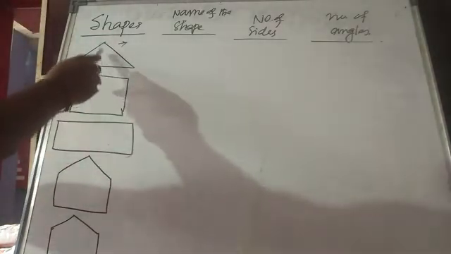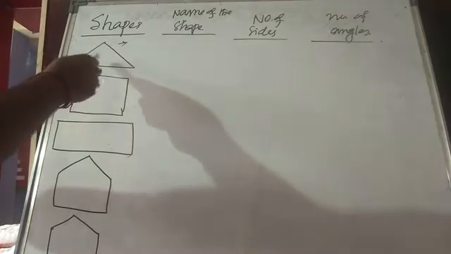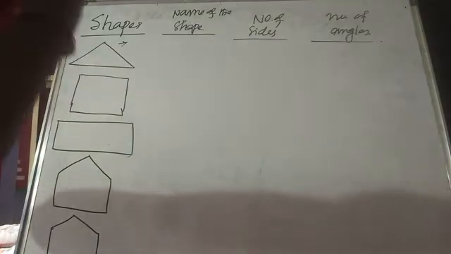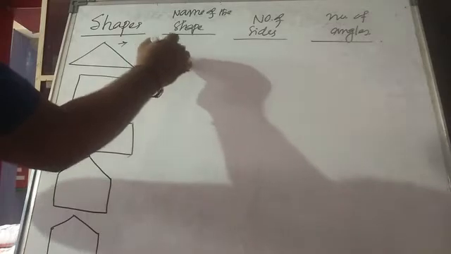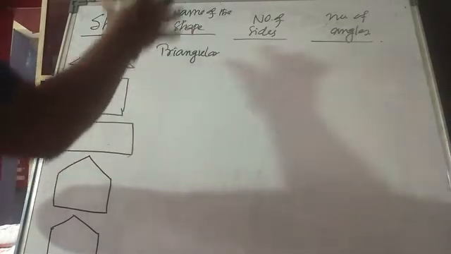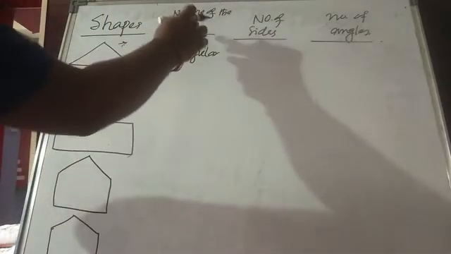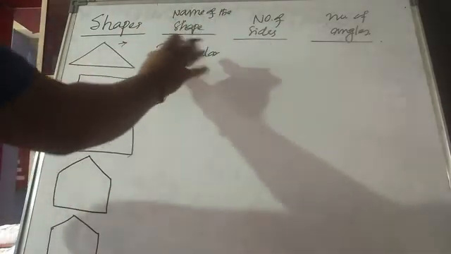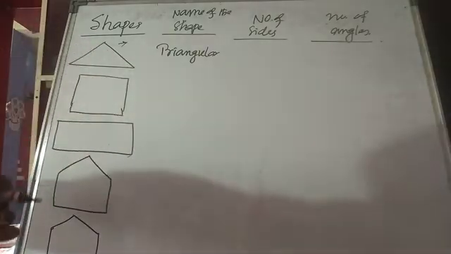I have already discussed it. What is the name of this shape? It's a triangular shape. It's a triangle, and the shape is called triangular. Since it's written name of the shape, I am writing triangular, but it's a triangle.